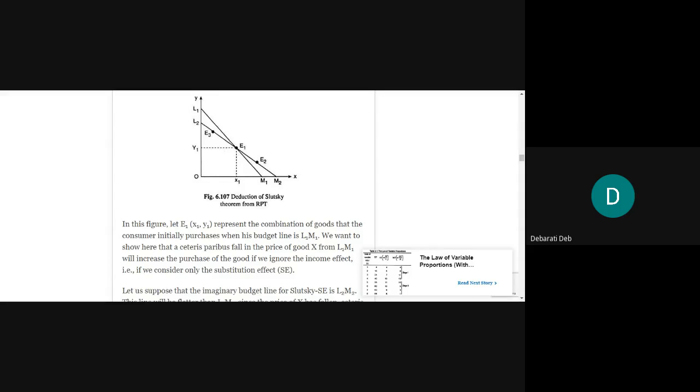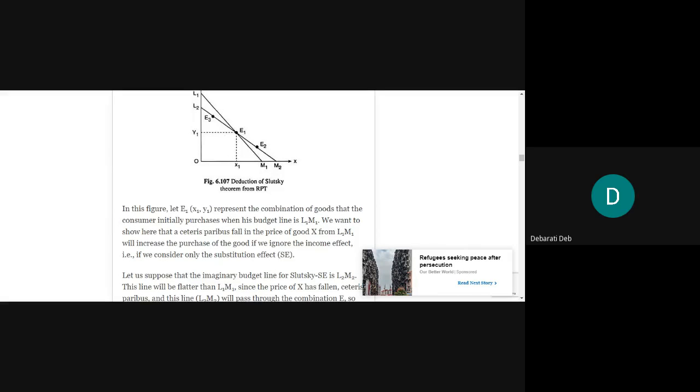Now let us suppose that the imaginary budget line for the Slutsky theorem is L2 M2. I hope you can see L2 and M2 on your screen. From L1 and M1, we are now just imagining a budget line L2 M2. This line will be flatter than L1 and M1.